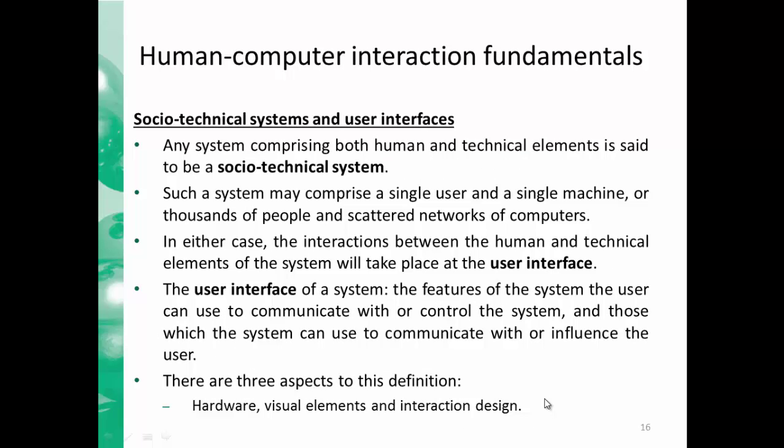A special type of system that needs good user interfaces is what we call a socio-technical system. This system comprises both human and technical elements. It can be one user and one machine, or possibly thousands of users and thousands of connected machines. Now, when human and machines interact, we call the interface of this interaction the user interface.